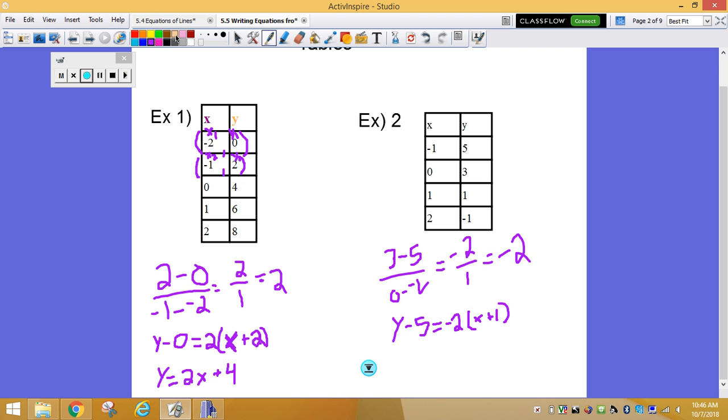That's point slope. Slope intercept, I'm going to distribute. So I got y minus 5. -2 times x is -2x. -2 times 1 is -2. Move this 5 over by doing plus 5. And slope intercept is going to be y equals -2x. -2 plus 5 is a positive 3. So that's slope intercept form.